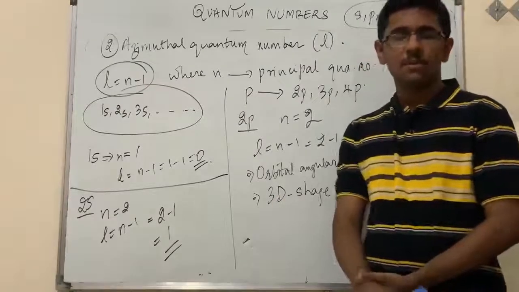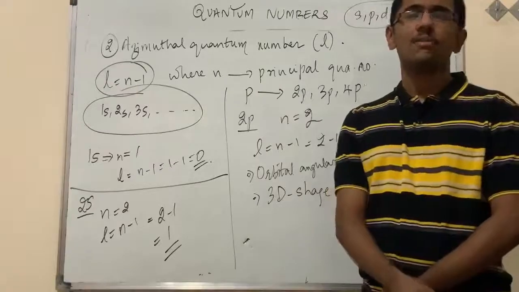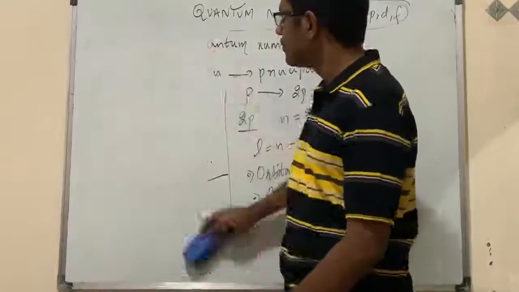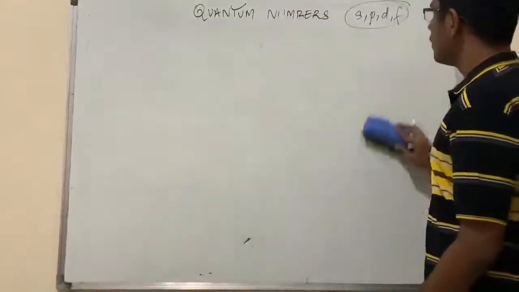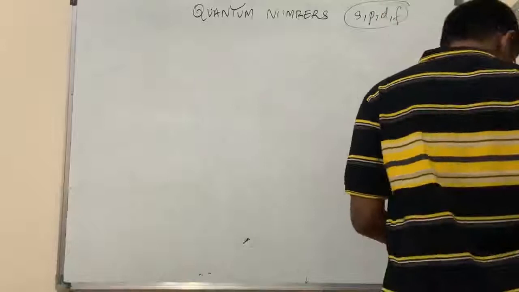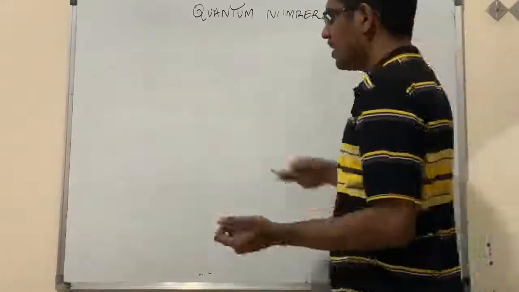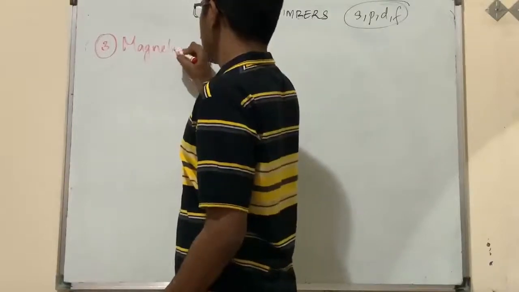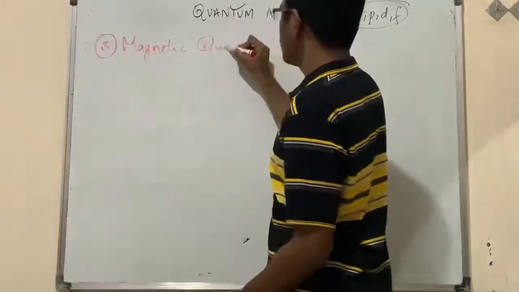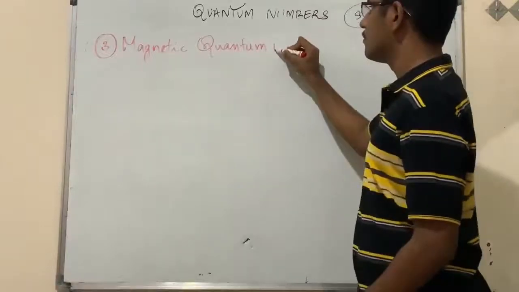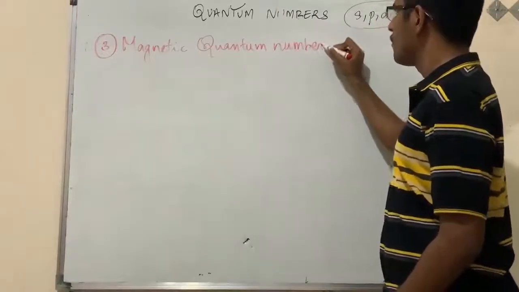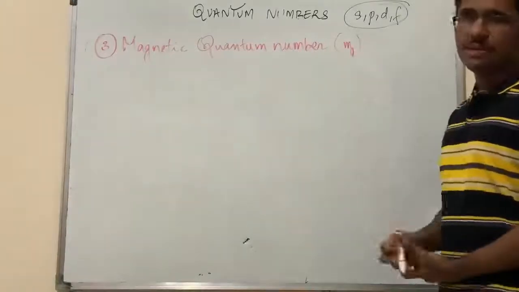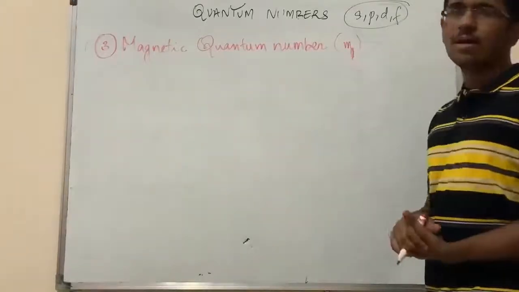Now the third most important quantum number is the magnetic quantum number. Magnetic quantum number is denoted by ML, not milliliter. ML indicates magnetic quantum number.